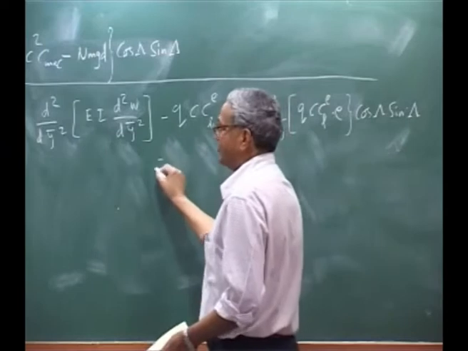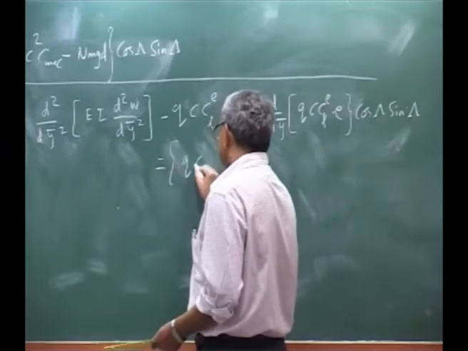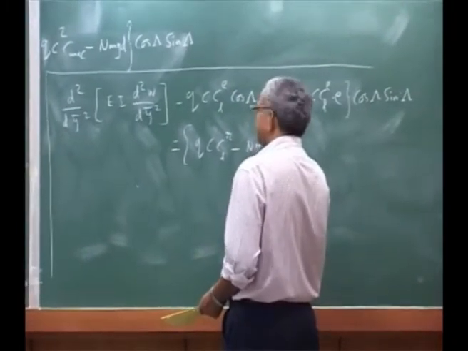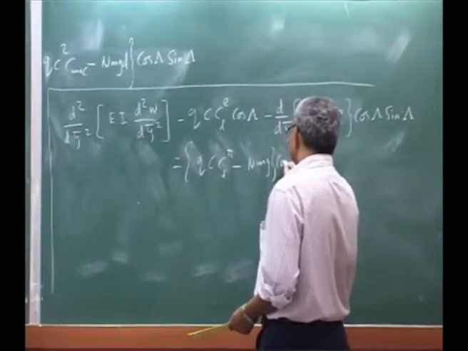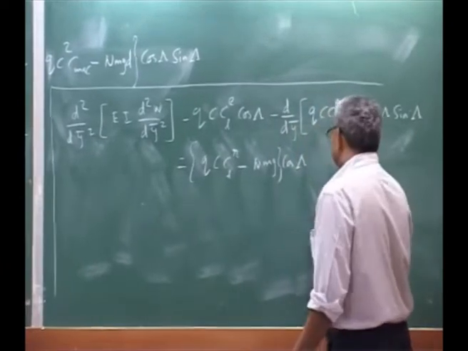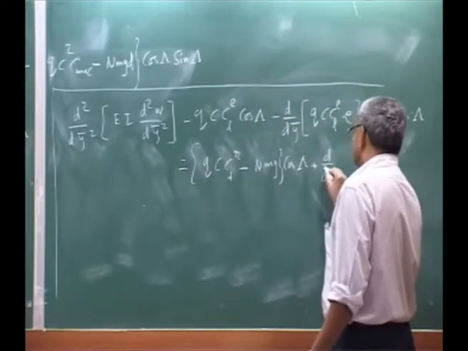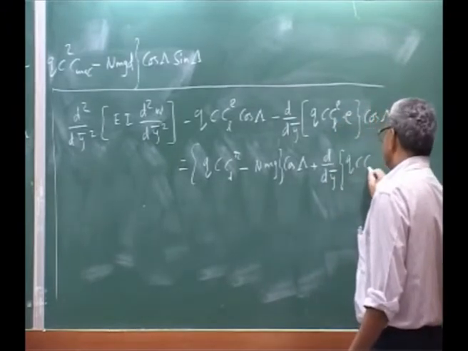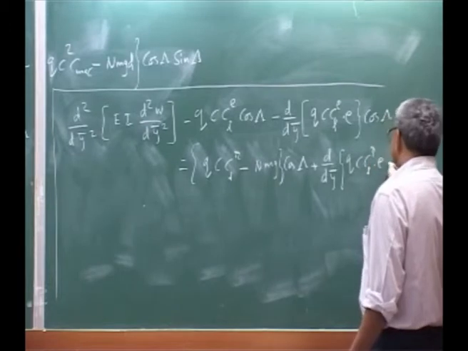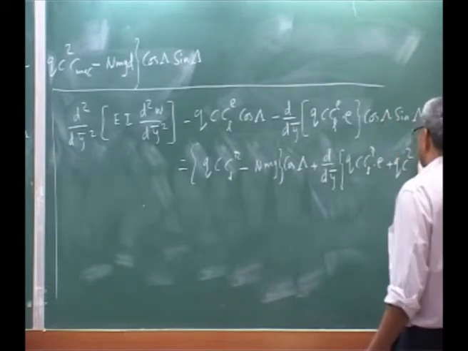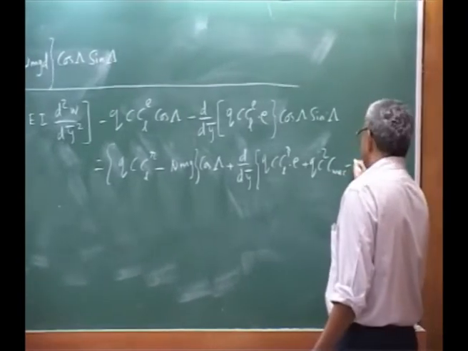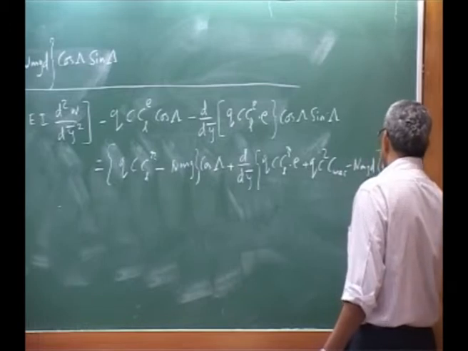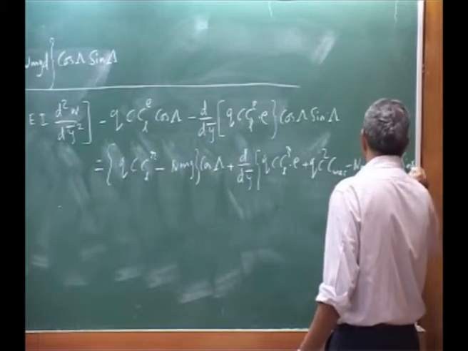You can write it as equals Q C CL R minus N mg cosine lambda plus d over d y bar of, you will have Q C CL R into E plus Q c square cm ac minus n mg d cosine lambda sine lambda.